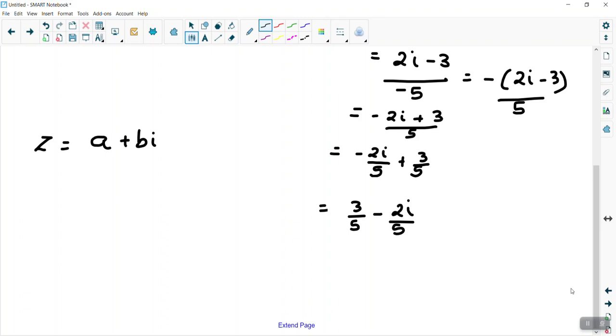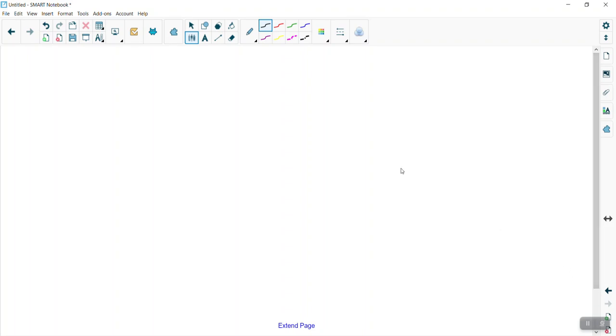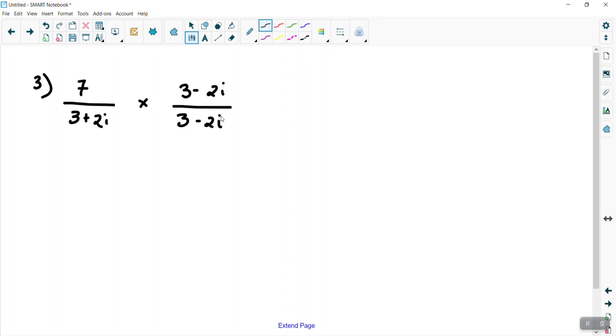Okay, so now we go to the next type, which is dividing by a binomial. So it is 7 over 3 plus 2i. Now to do these kind of problems, what we do is we multiply with the complex conjugate. So what is a complex conjugate? The complex conjugate of 3 plus 2i is 3 minus 2i. So now we multiply each of these, 7 with the 3 minus 2i and 3 plus 2i with 3 minus 2i.